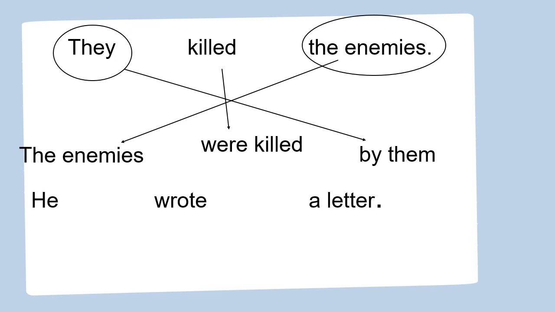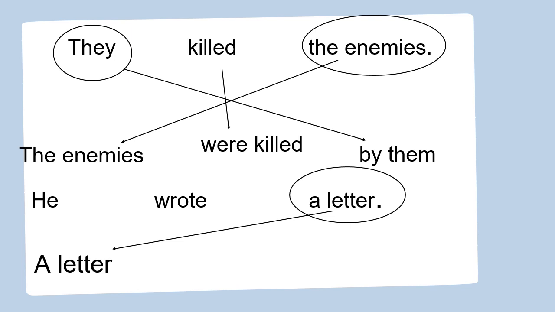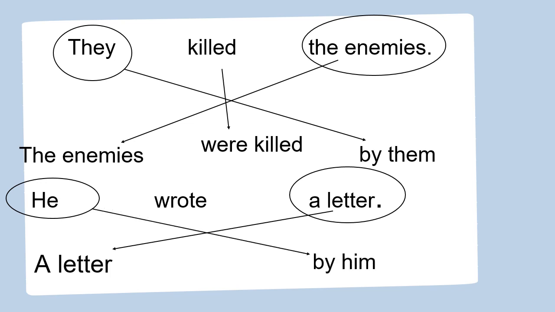One more example: he wrote a letter. He wrote a letter. Subject, verb, object. Now our object will become the subject. So here comes a letter. Then we will use our subject. It will become the object over here and we will write he. For the third person, he will become him. By him. Write: second form is wrote and third form is written. Was written. He wrote a letter. A letter was written by him.